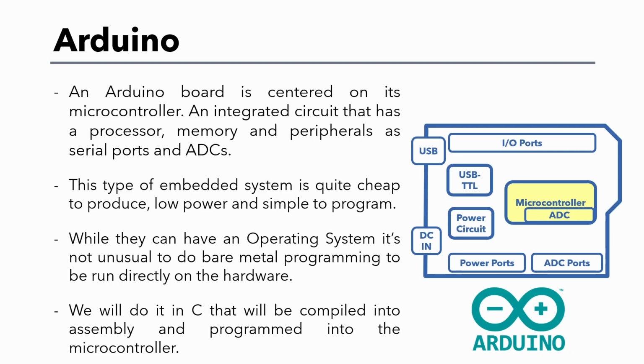Now, an Arduino board has everything that you need to start working with a microcontroller. That microcontroller not only has the ADC that is going to acquire our data, but also has memory and other peripherals, as for example the serial port circuitry, also on chip. These types of systems are quite cheap to produce, low power, and easy to program. While they can have an operating system, it's not unusual to do bare metal programming directly on the hardware, as we are going to do today. And for that, we'll be writing a small C program that will be compiled to assembly and programmed on the microcontroller.